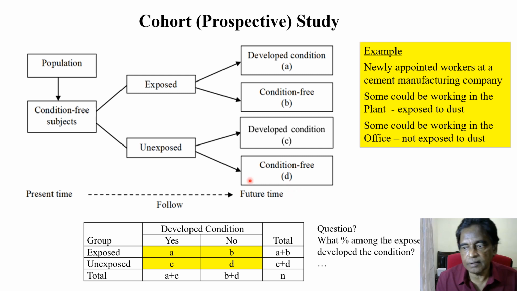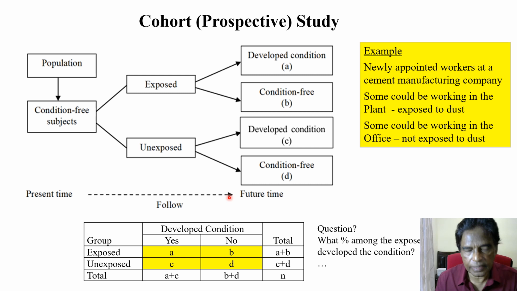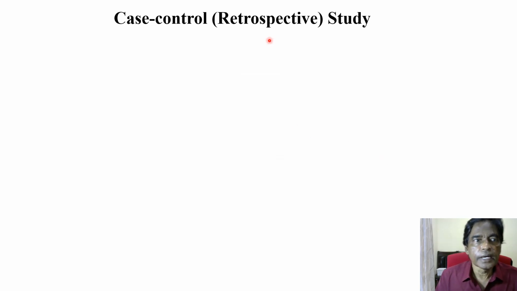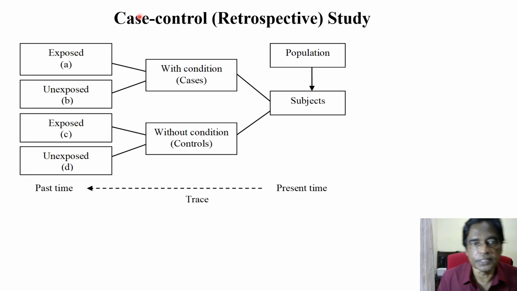And from here, we can do a lot of analysis. About 20 different analyses can be done with the data captured in this table form. So that's prospective, moving forward. Next, case control, which is retrospective. Retrospective means moving backward. So here, at present time, you go backward and see what happened before. Trace back.